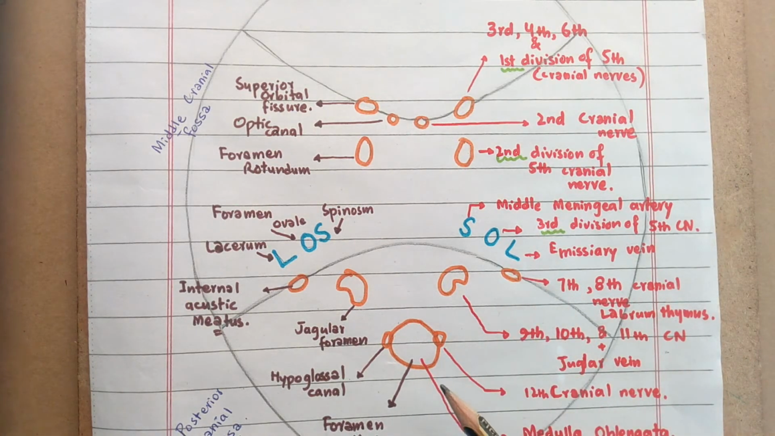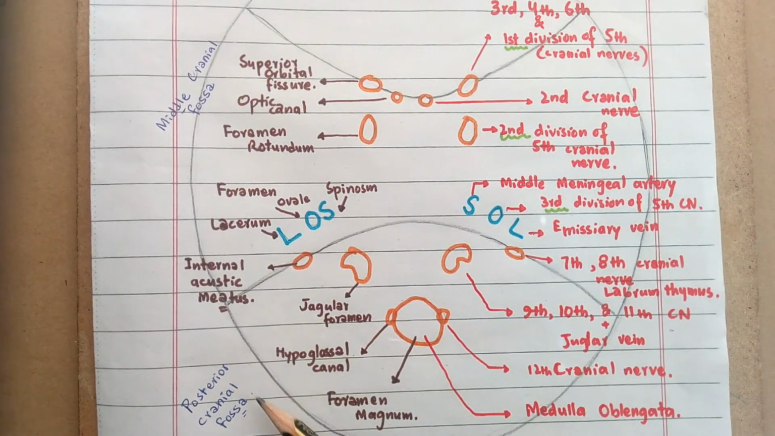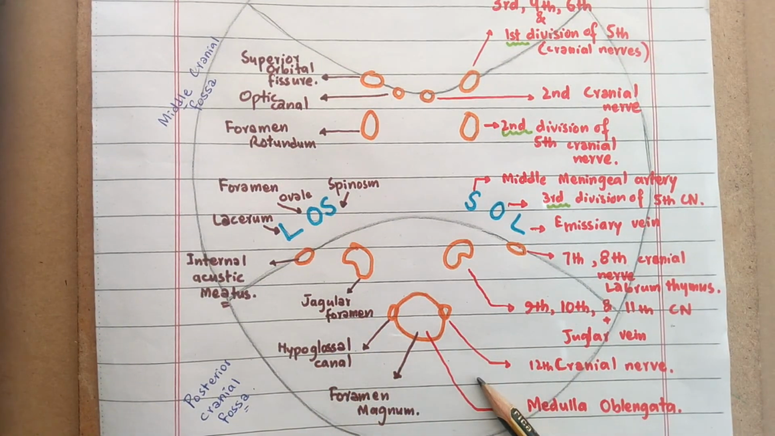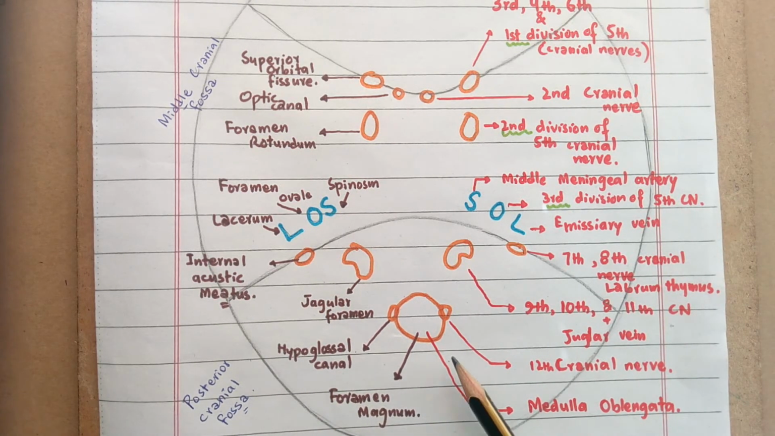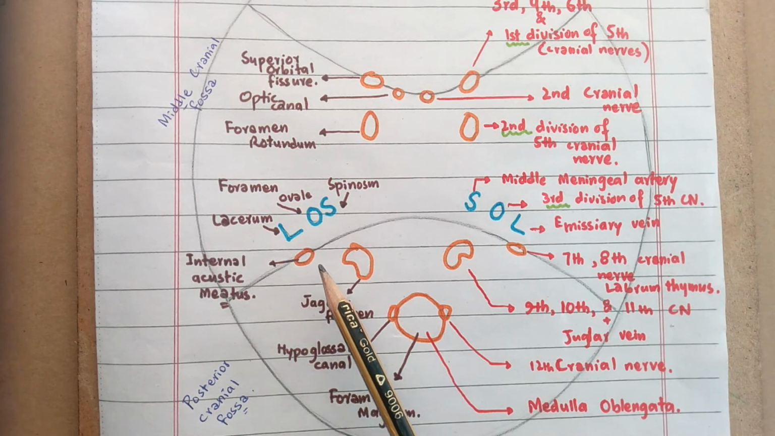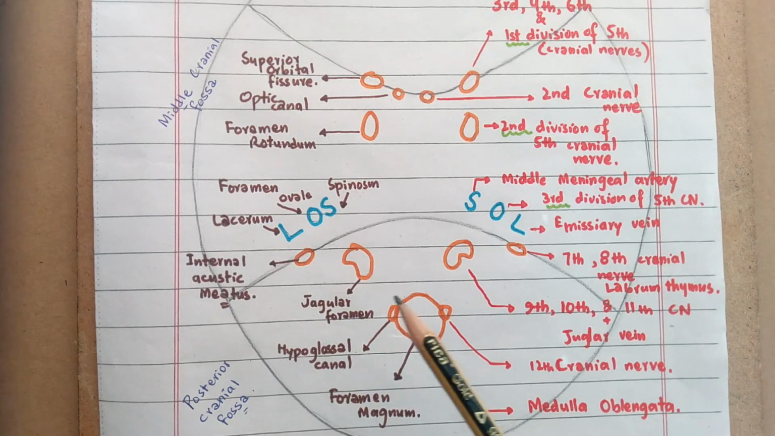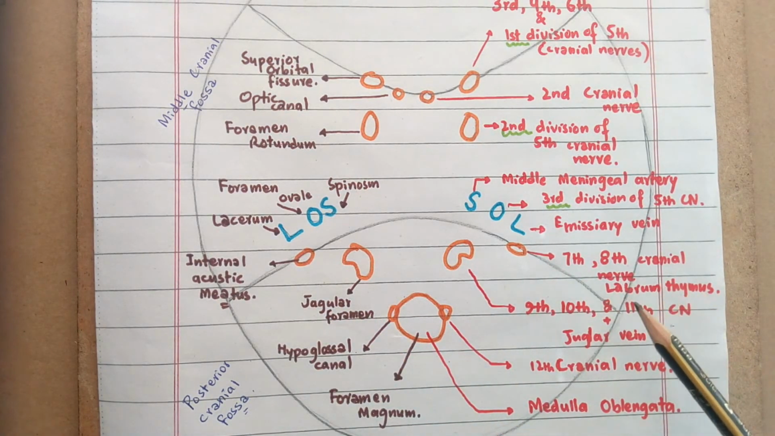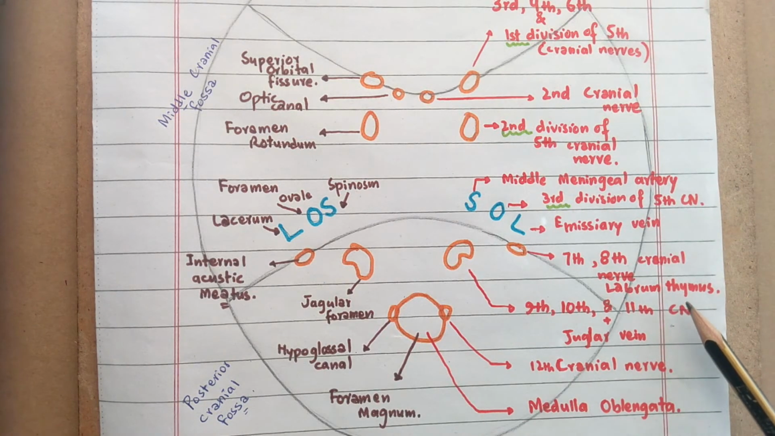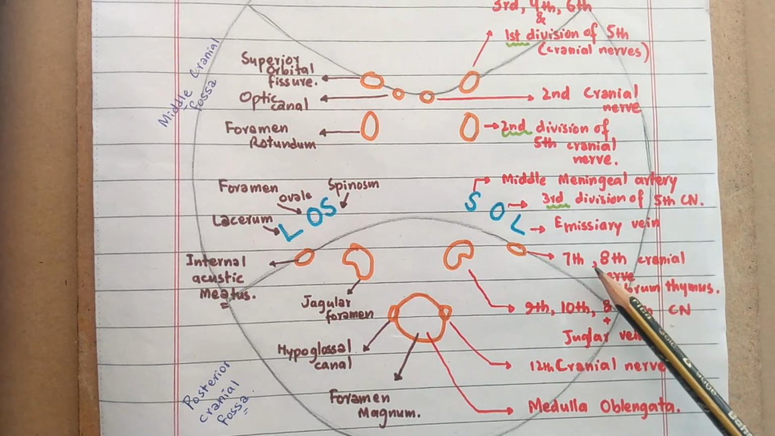Next, move toward the posterior cranial fossa. Here are the internal acoustic meatus, jugular foramen, hypoglossal canal, and the foramen magnum. The foramen magnum is a big foramen present in the posterior cranial fossa. The internal acoustic meatus is present at the junction of the middle and the posterior cranial fossa. It is responsible for the passage of the 7th and 8th cranial nerves.